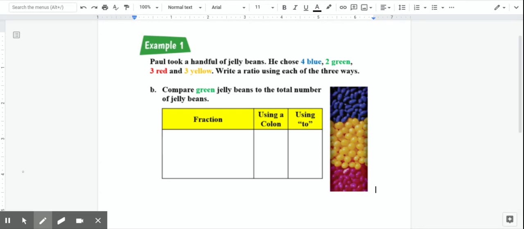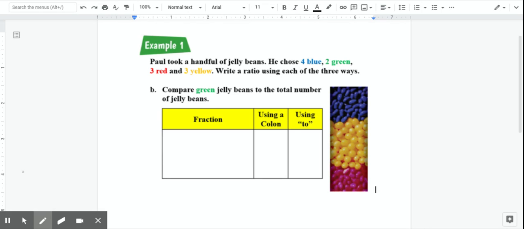Example 1. Paul took a handful of jelly beans. He chose 4 blue, 2 green, 3 red, and 3 yellow. Write a ratio using each of the 3 ways. Compare green jelly beans to the total number of jelly beans.